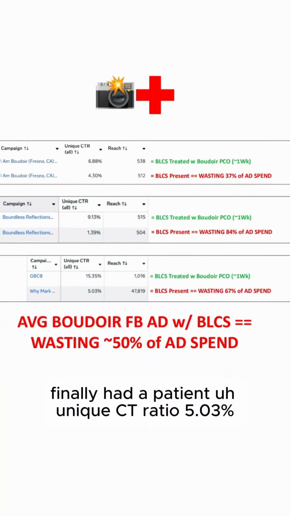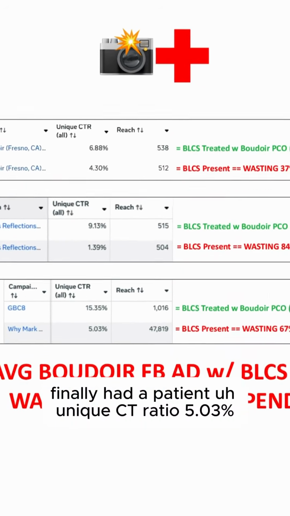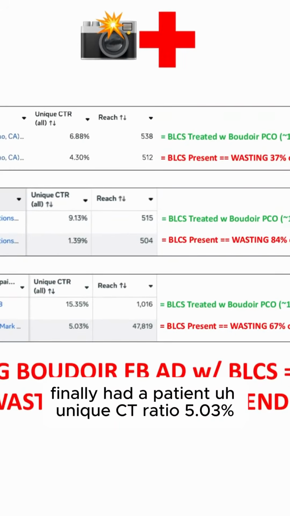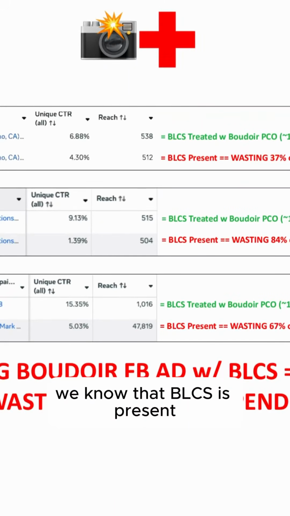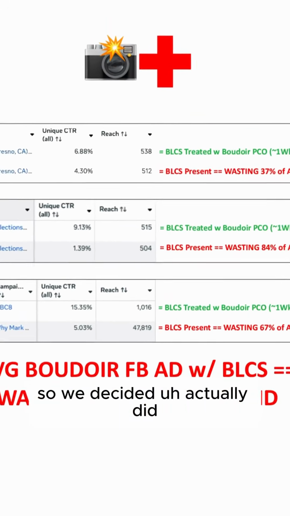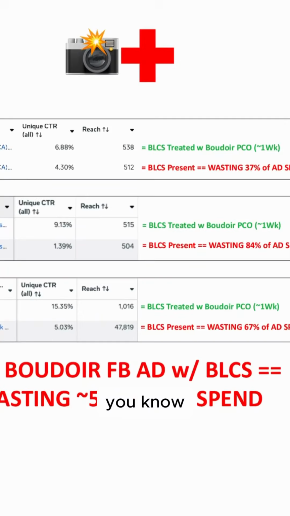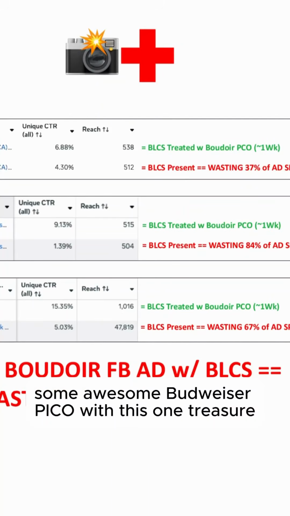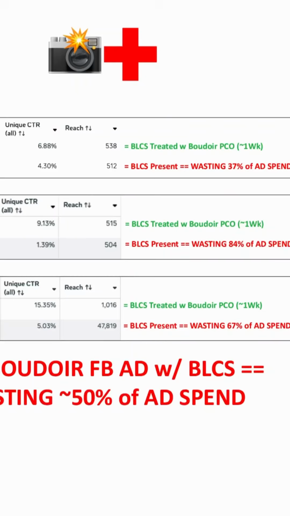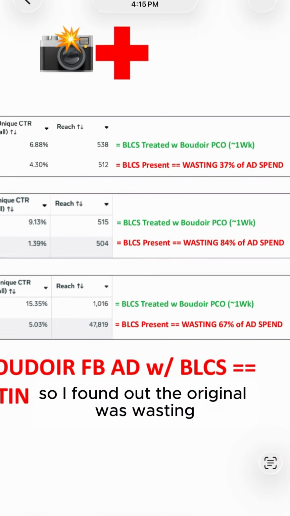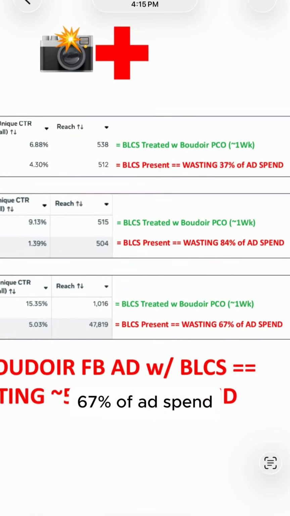Finally, had a patient with unique CTR 5.03%. So unique CTR under 6%, we know that BLCS is present. So we did some awesome Boudoir Pico with this one. Treated it, took about a week, and got the unique CTR up to 15.35%. So I found out the original was wasting 67% of ad spend.